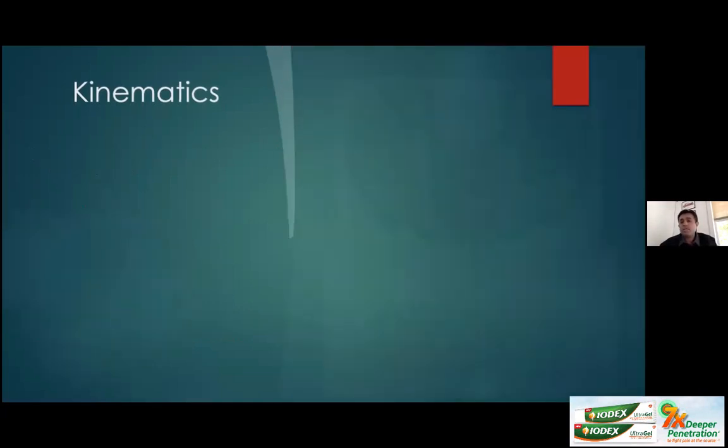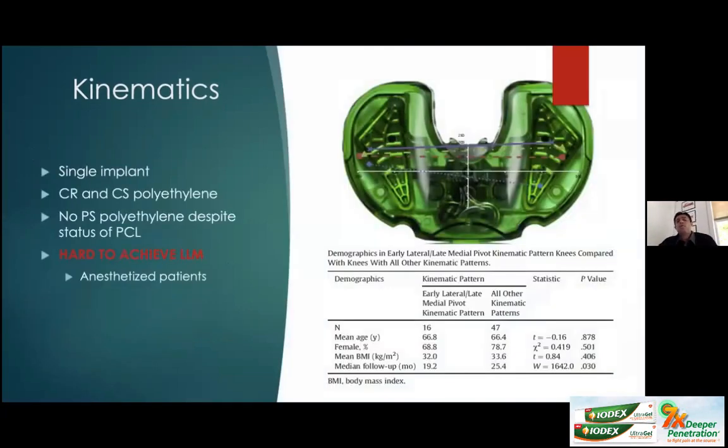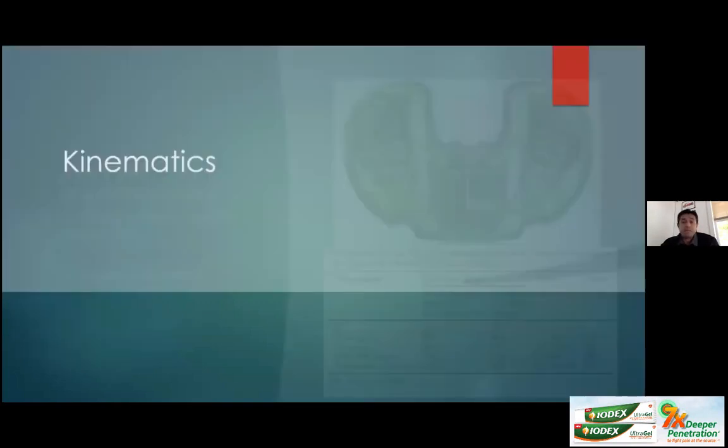So using this concept, what he said is, I'm going to use a CR and a CS polyethylene in a single radius implant design. And I'm not going to worry about the status of the PCL. And I'm going to put this in with the smart tibial trays. It's called orthosensor, in which you can assess the pressure. And we're going to see how the pivoting is going to behave. What he found was very humbling, that in a minority of patients, you could get the early lateral, late medial pivot. In most patients, you got other kinematic patterns. So that seems to be very difficult to predict if you're going to put in a medial pivot knee, how it may end up behaving.